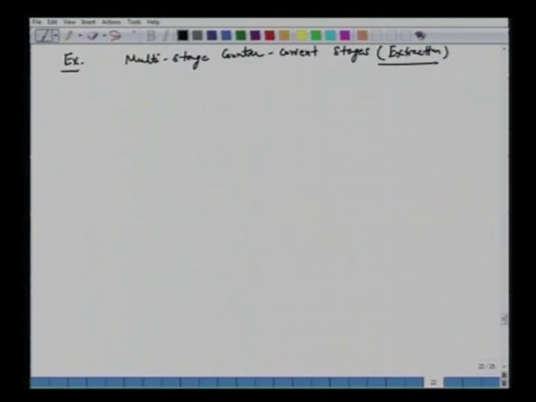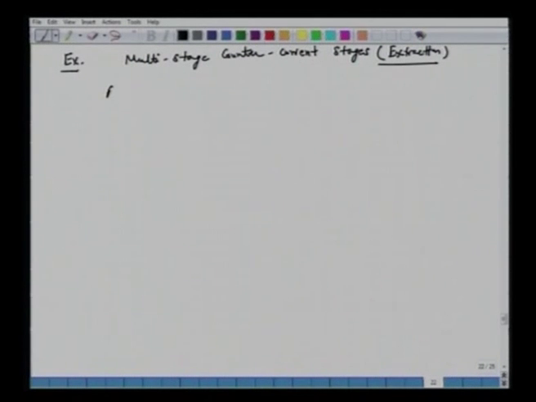Now let's take an example where A, B, C are all partially soluble. So we have this ternary phase diagram. Let's take this example on multi-stage counter current stages, or we have this extractor. We are talking about extractions, let's say unit operations.